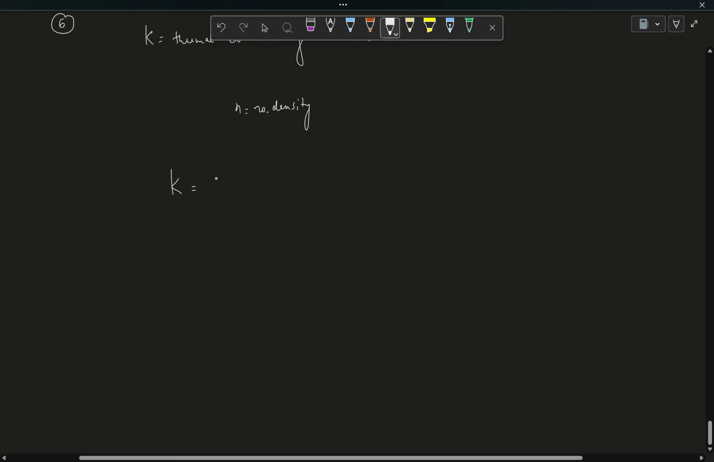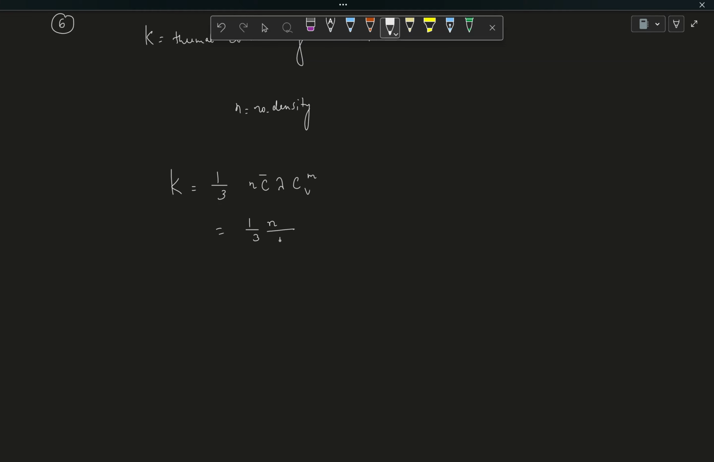Now K has a formula: K is equal to 1/3 n C bar lambda CVm, where CVm is the specific heat at constant volume for one molecule, not molar specific heat. When you convert this as n by Na into C bar lambda, then it is specific heat at constant volume for 1 mole, that is a molar specific heat. You have used this formula before also. So this is your known expression for K.